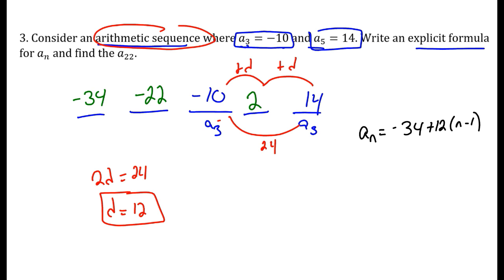To find the 22nd term, I'm going to do negative 34 plus 12 times n minus 1. 22 minus 1 is 21. So you're going to pull up your handy-dandy calculator and figure out what is negative 34 plus 12 times 21. And get 252 minus 34 is 218. So if this pattern was to continue, in the 22nd place would be 218.